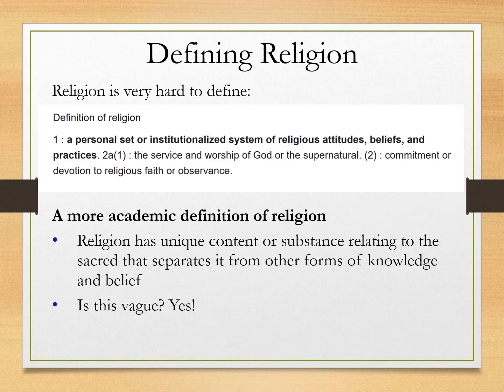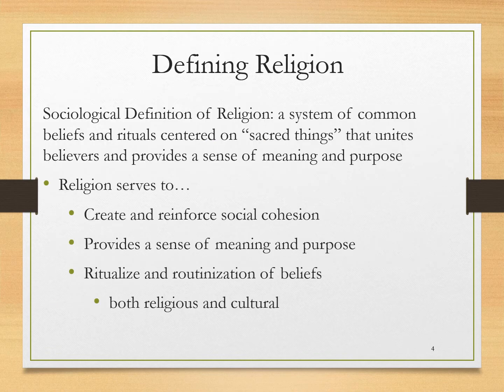Now let's look at a sociological definition of religion. In sociology, we define religion as a system of common beliefs and rituals centered on quote-unquote sacred things that unite believers and provide a sense of meaning and purpose. So, we can look at this in terms of what religion does, or what functionalists would call its functions. Religion serves to create and reinforce social cohesion. It provides a sense of meaning and purpose to the people who are parts of those religions. It ritualizes and routinizes beliefs, both religious and cultural.